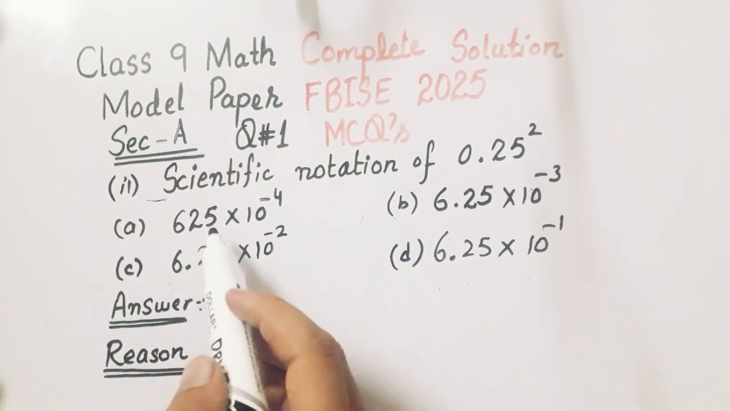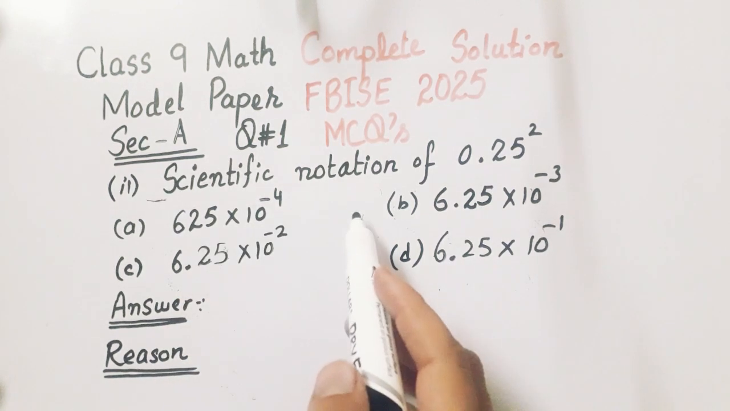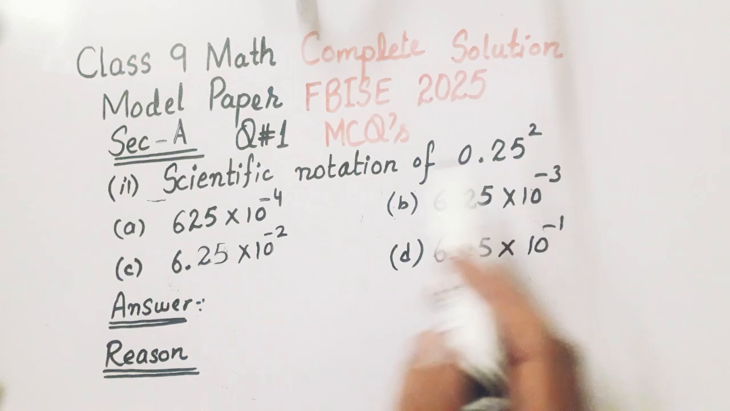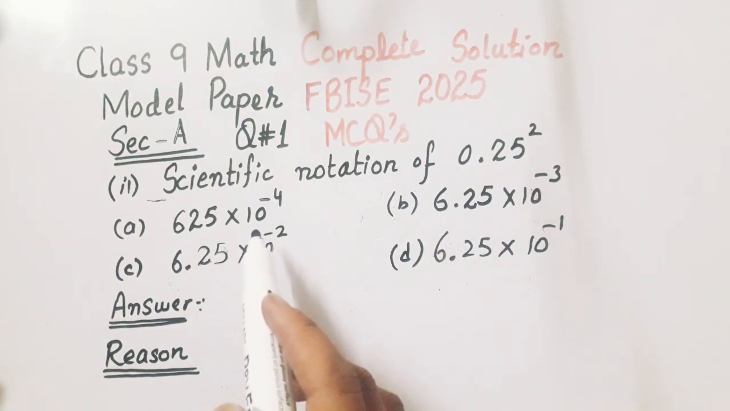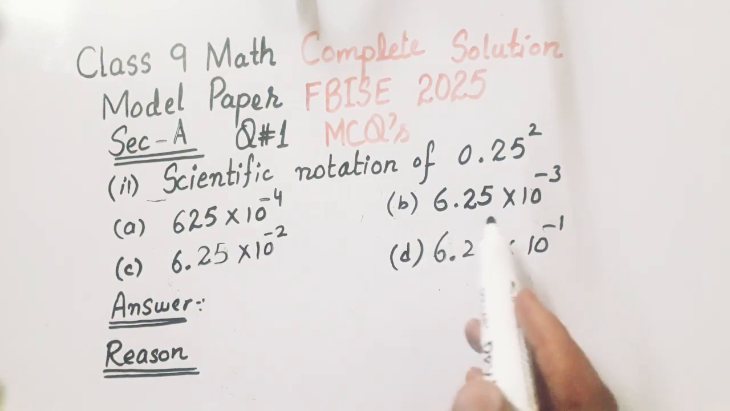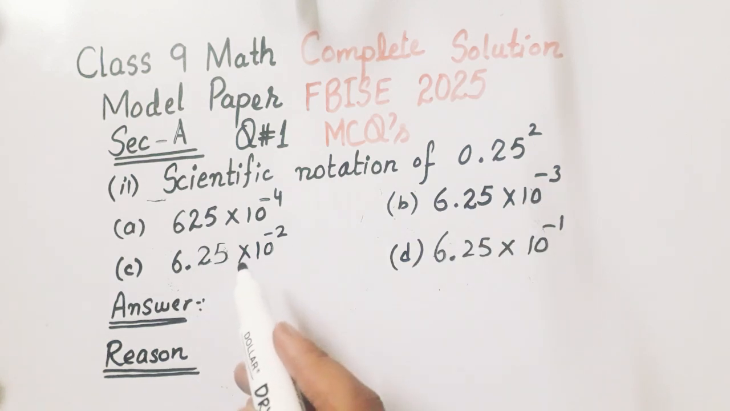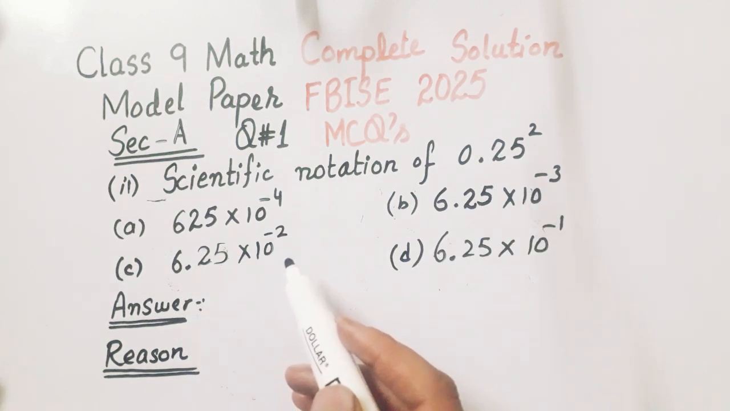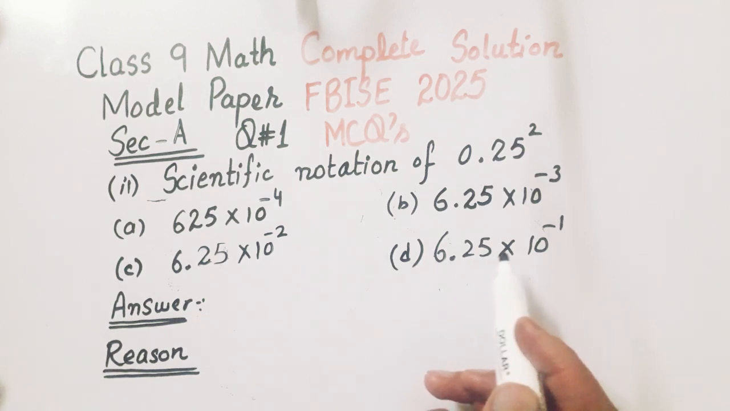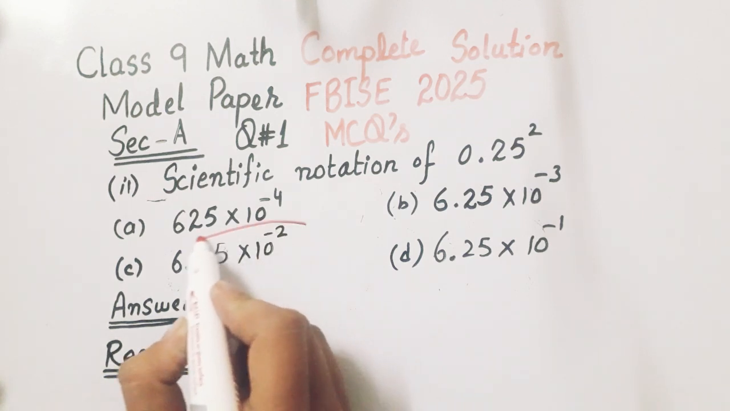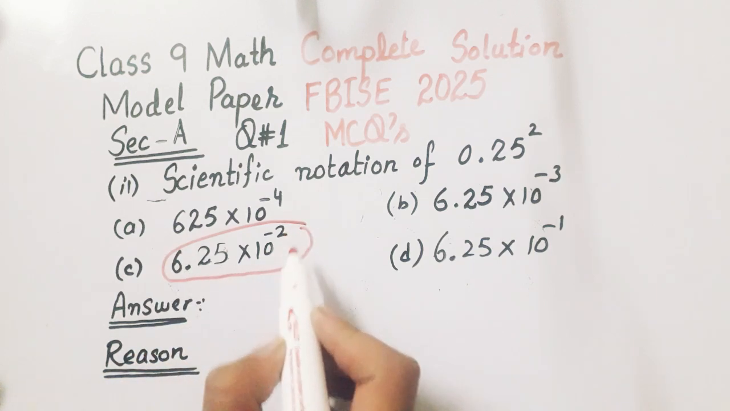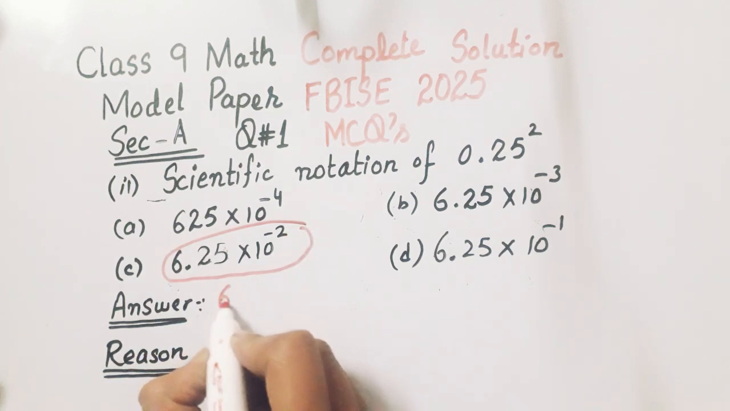Now the second MCQ is: scientific notation of 0.25 squared is 6.25 multiplied by 10 to the power minus 4, 6.25 multiplied by 10 to the power minus 3, 6.25 multiplied by 10 to the power minus 2, or 6.25 multiplied by 10 to the power minus 1. So the correct answer of this MCQ will be 6.25 multiplied by 10 to the power minus 2. We will write the answer.